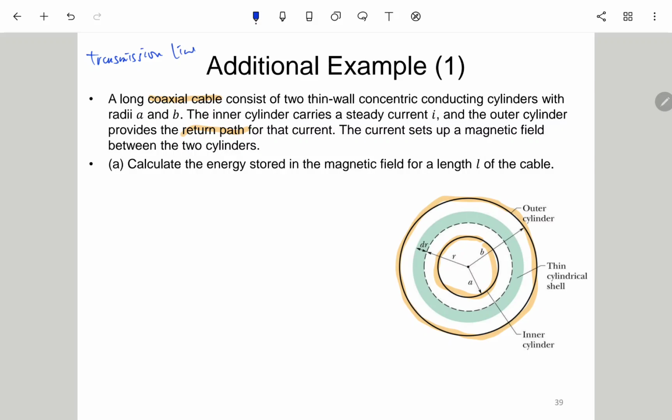Okay, so here it asks you to calculate the energy stored in the B field. Okay. So first of all, we would like to apply the Ampere's law. Okay, integration of B dot ds equals mu 0 I.